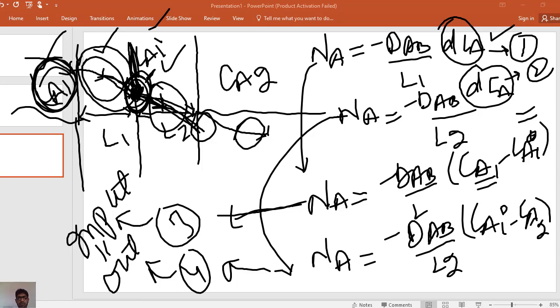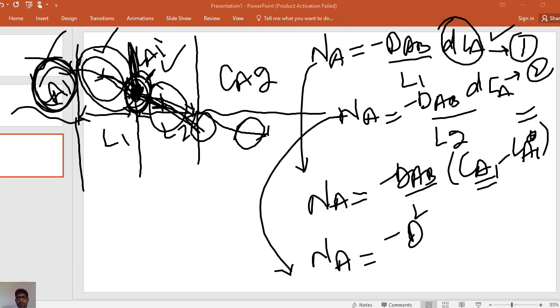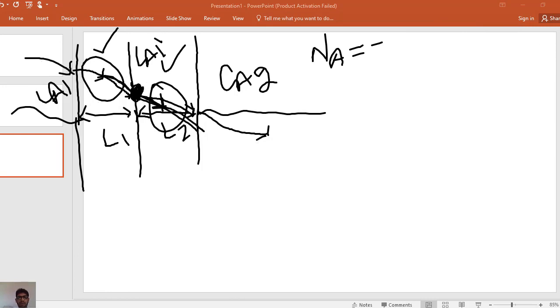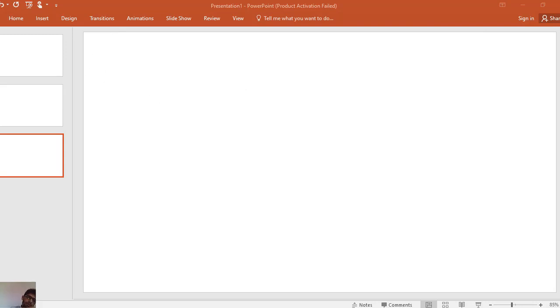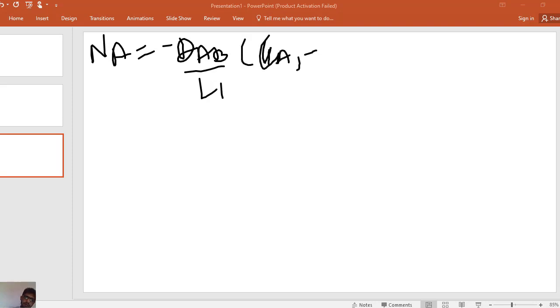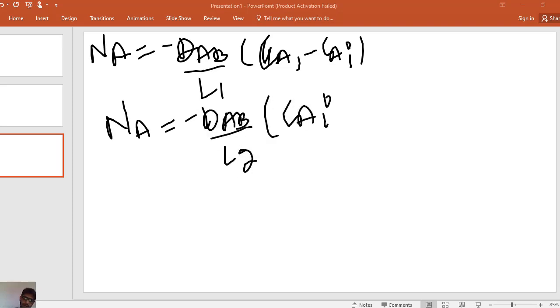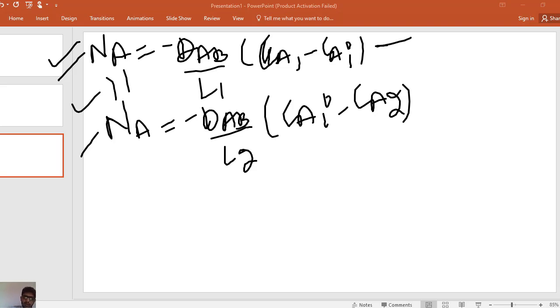So from equation 3 and 4 we will get the following relation. Na is DAB over L1 times Ca1 minus Cai, and Na is DAB over L2 times Cai minus Ca2. At the interface these two equations are equal because this is input and this is output, and input is equal to output. So this is equation 3, equation 4, and equation 3 is equal to equation 4.